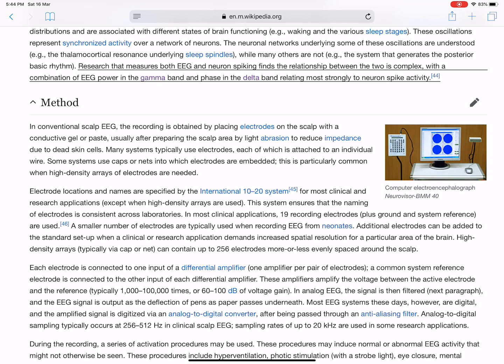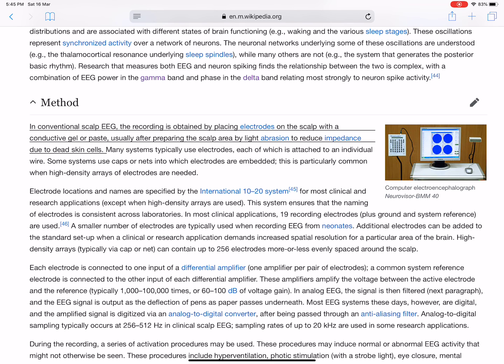Method: Computer electroencephalograph Neurovisor BMM. In conventional scalp EEG, the recording is obtained by placing electrodes on the scalp with a conductive gel or paste, usually after preparing the scalp area by light abrasion to reduce impedance due to dead skin cells.